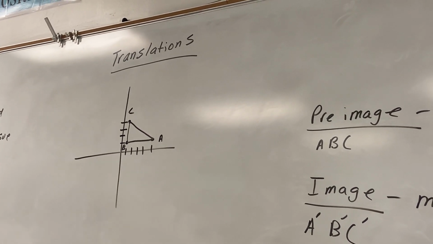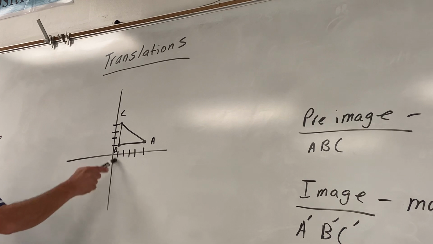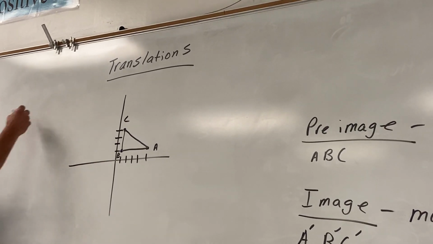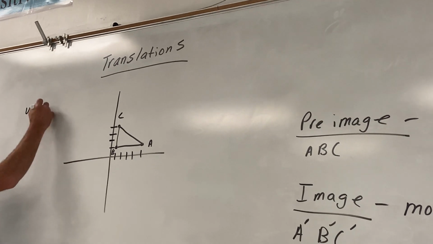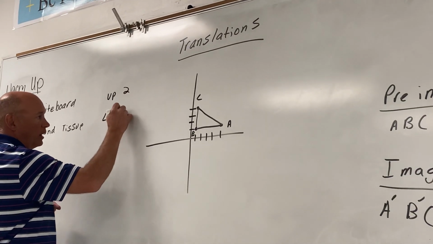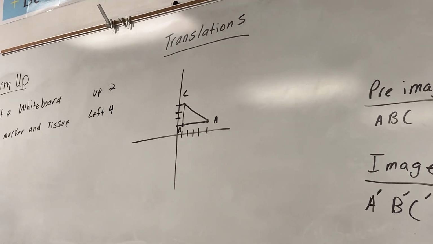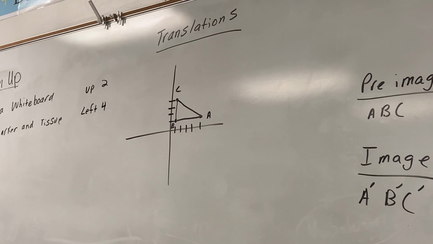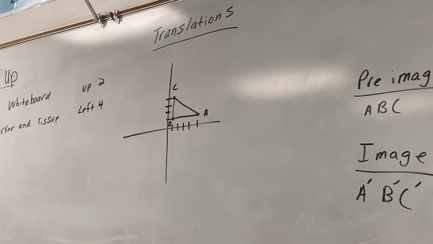So 5, 1, 1, 1, 1, 4. All right, we're going to translate this up 2 and to the left 4. So here's how you do a translation. It is not very hard. If you can count, you will be good on the homework today.